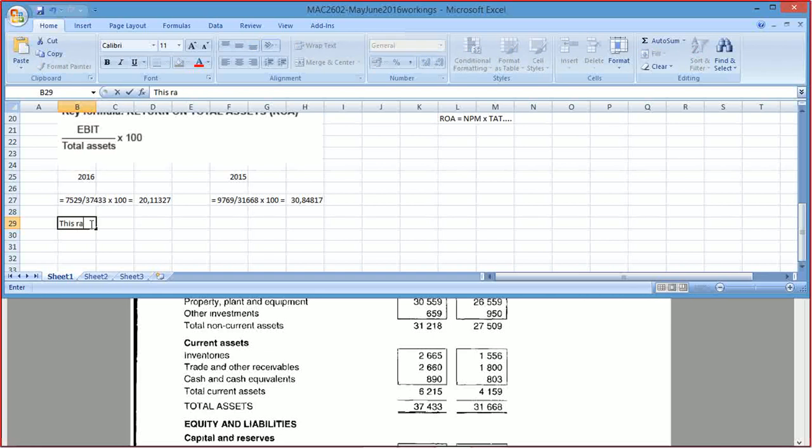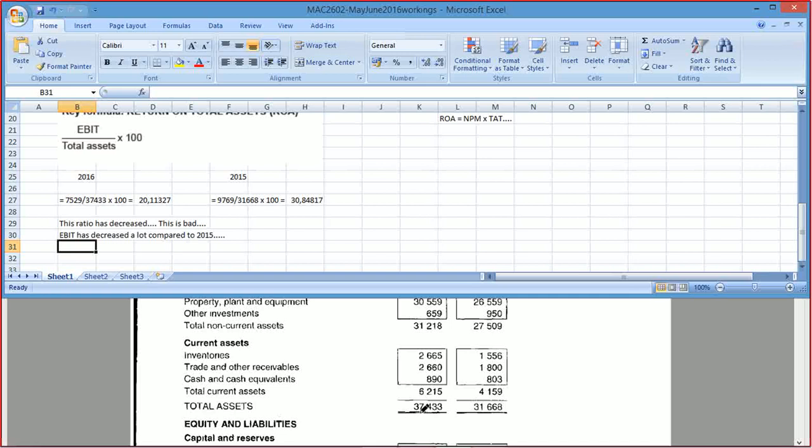Okay, so what happened? Again, it decreased. This ratio has decreased. Okay, this is bad. Let's describe why. Well, let's look at the ratio. You can see 2015 I had 9769 in terms of EBIT. Notice that has dropped. EBIT has decreased a lot compared to 2015.